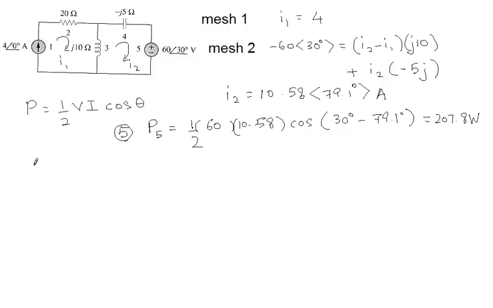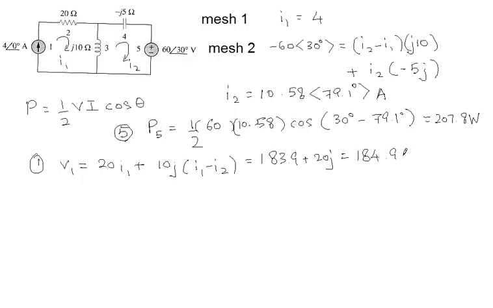For the current source 1, V1, the voltage, is equal to 20 I1 plus the impedance of the inductor times I1 minus I2. This works out, since we know I1 and I2, to 183.9 plus 20J, or 184.984, phase angle of 6.21 degrees.